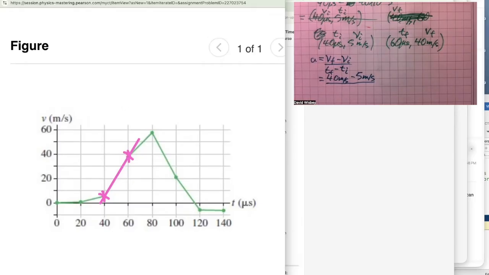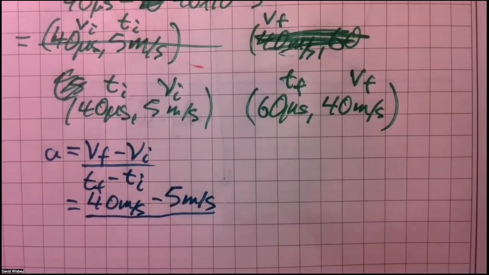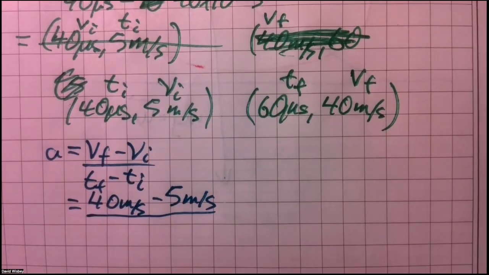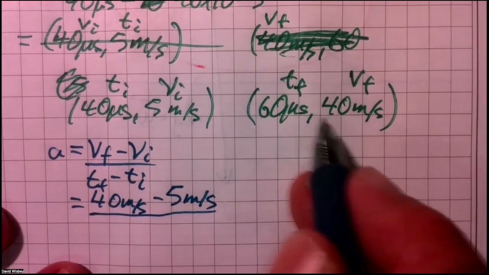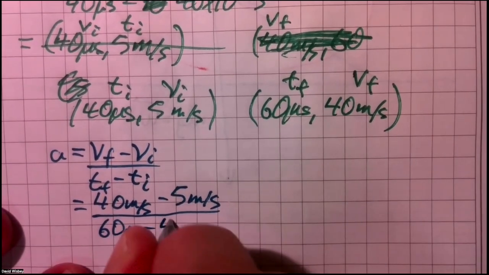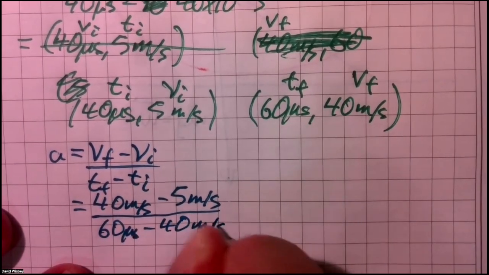Okay, I'll stop sharing so we can make this bigger. There we go. All right. I've got all my numbers, I read the plot. I don't need to look at it right now. Okay, so my final time goes first. So this is 60 microseconds minus 40 microseconds.